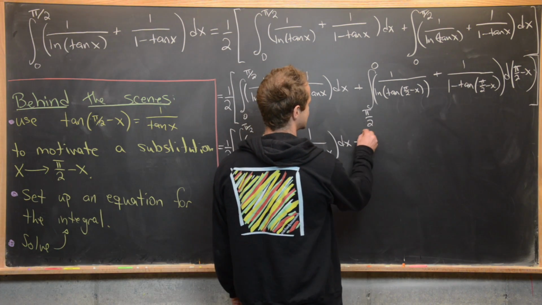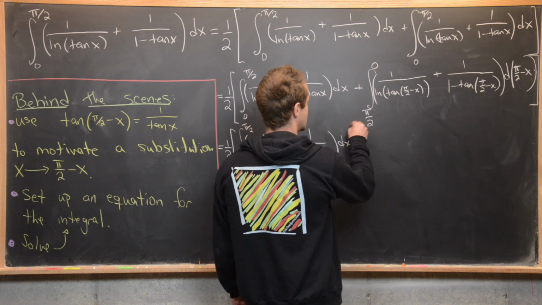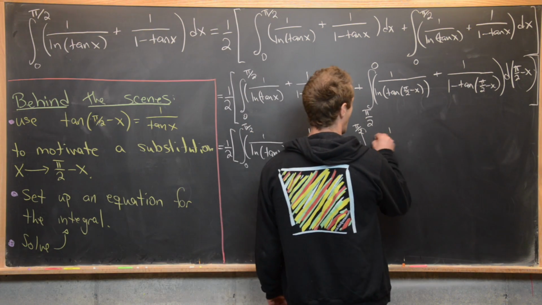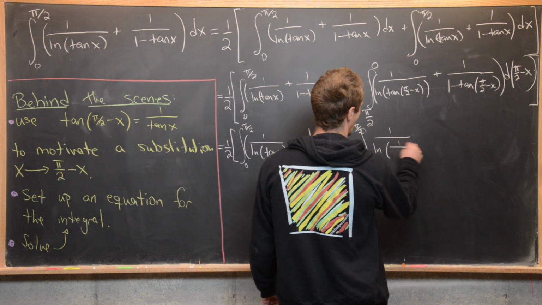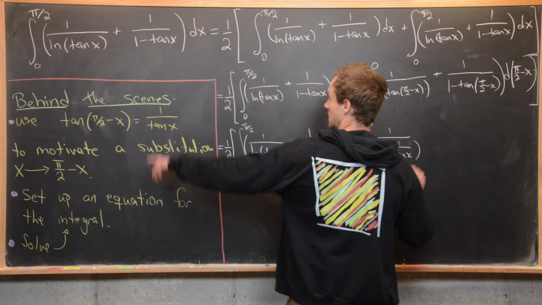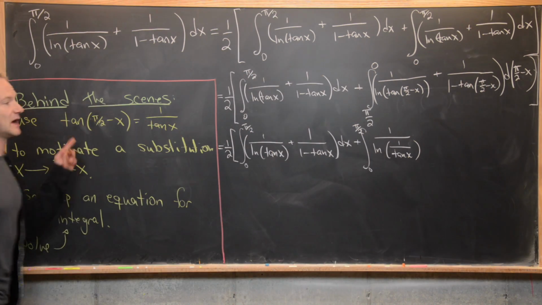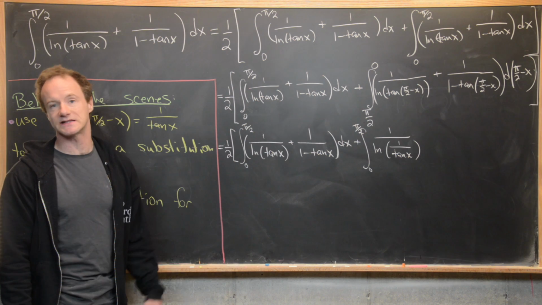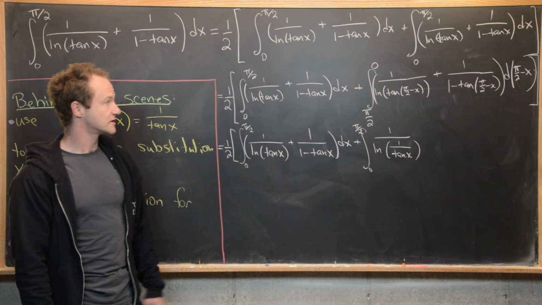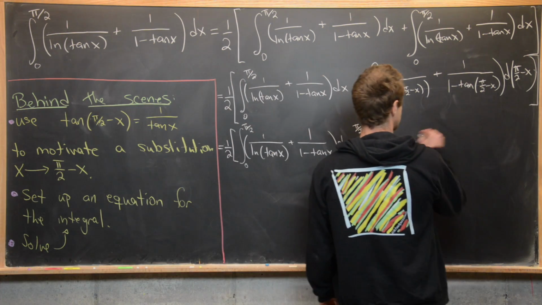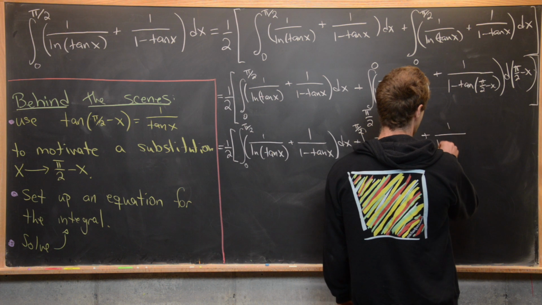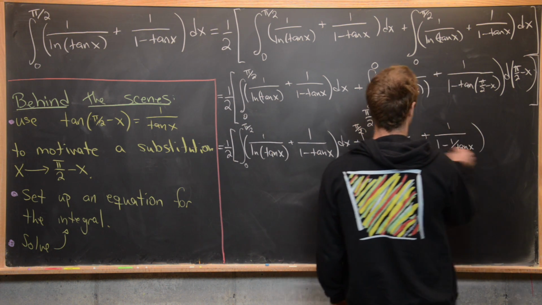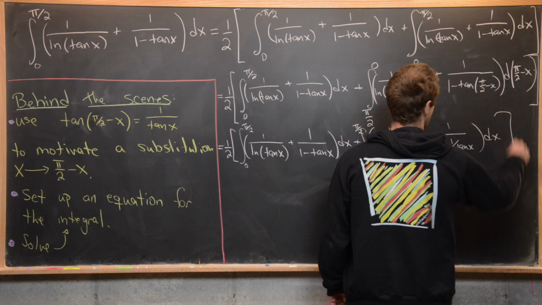So that's going to give us now the integral from 0 to pi over 2 of 1 over the natural log of 1 over tangent of x. Again, using this identity that was behind the scenes. So I've replaced tangent of pi over 2 minus x with 1 over tangent of x. And then I have plus 1 over 1 minus 1 over tangent of x. Again, using that identity one more time.